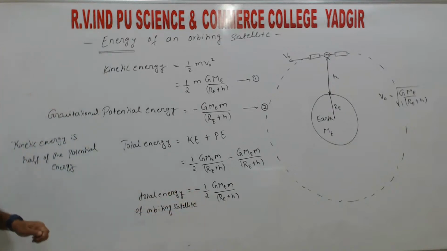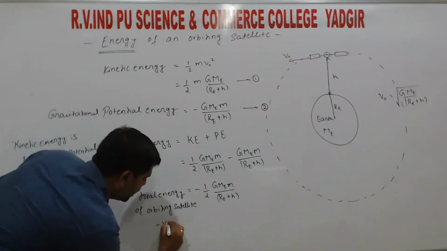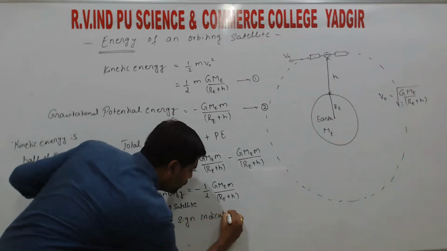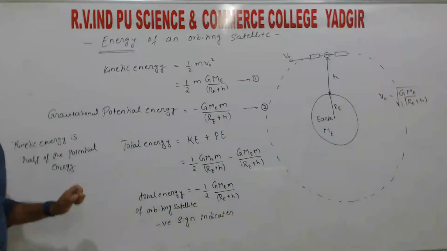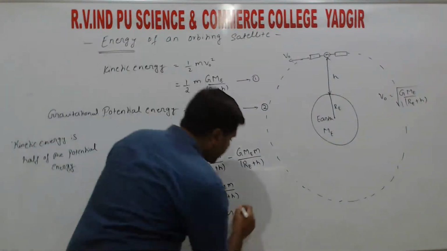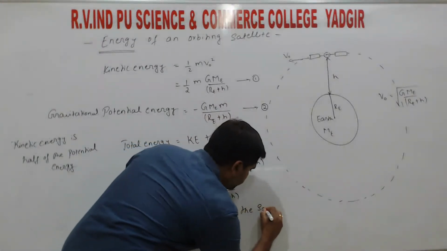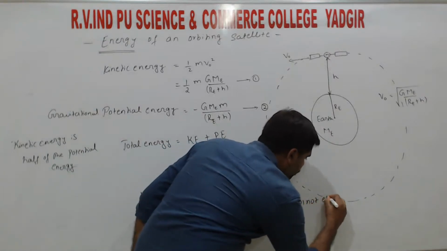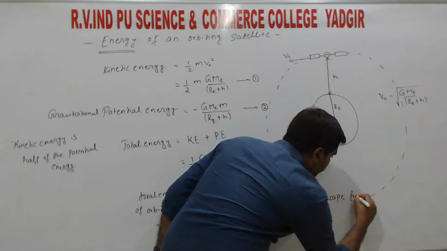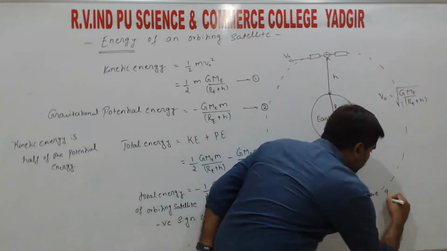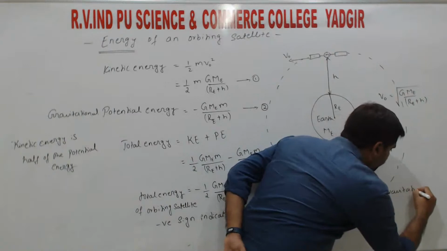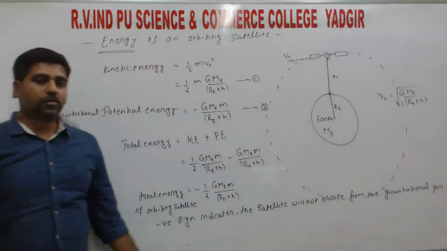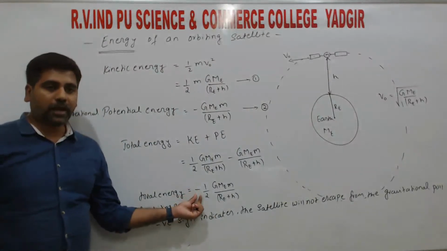So the negative sign indicates the satellite will not escape from the gravitational pull or gravitational force, right? So that is what the negative sign indicates, right?